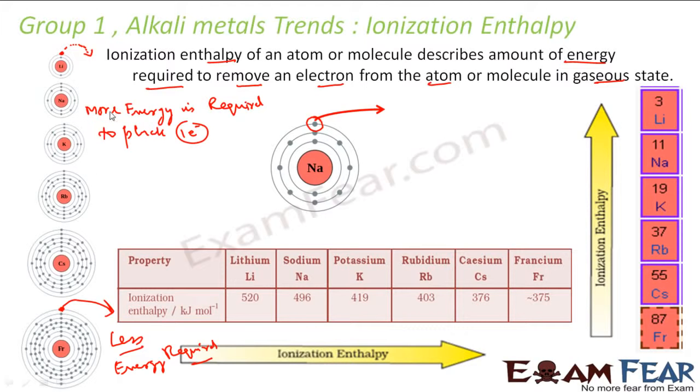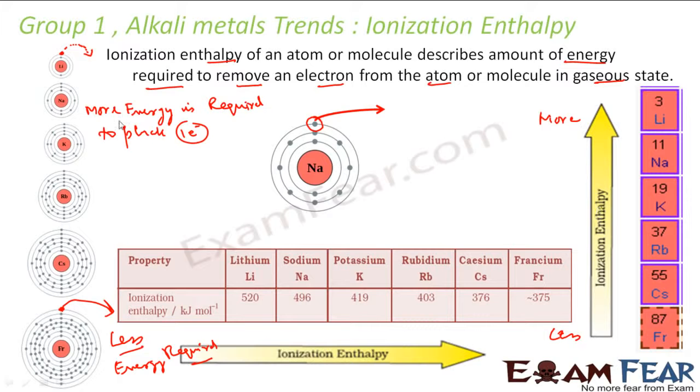So if you see here, the energy required is less. Here, the energy required is more. Since more energy is required, the ionization enthalpy is more. Since less energy is required, the ionization enthalpy is less, and that is the trend we have. The moment you go up the group, the ionization enthalpy increases. The moment you go down the group, the ionization enthalpy decreases, right? Because less energy is required to remove the electron.